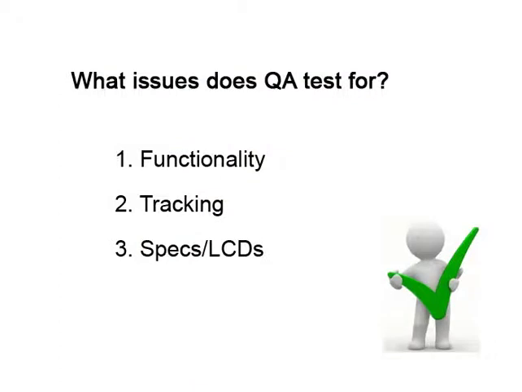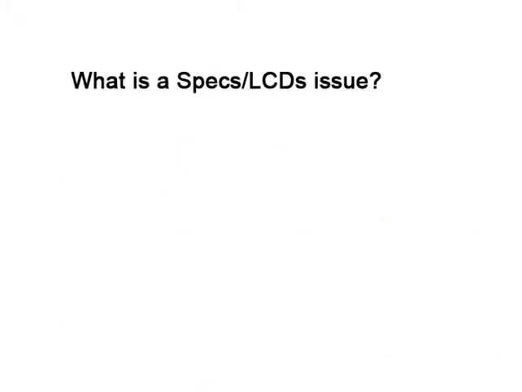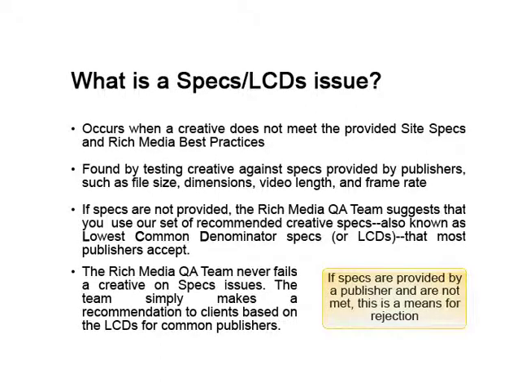The last issue we'll look at are the specs and LCDs. When we examine a creative for specs issues in QA, we are testing to see that the dimensions and specifications of the creative are what the publishers desire. Many publishers provide their own specifications that you should use, if available, as QA guidelines. These specs can include file size, dimensions, video length, and frame rate, and will be specific to your campaign. We'll get into these in another video.